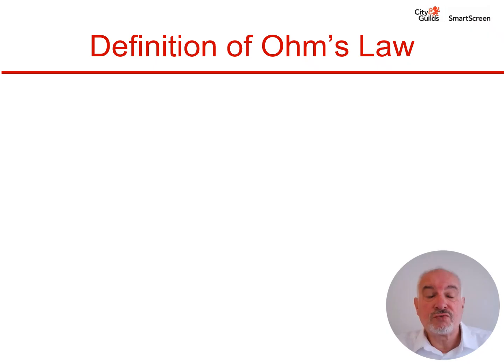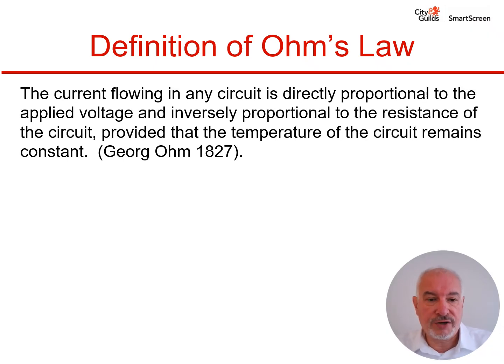Now we're going to read a definition of Ohm's law, and here it is. The current flowing in any circuit is directly proportional to the applied voltage and inversely proportional to the resistance of the circuit, provided that the temperature of the circuit remains constant.